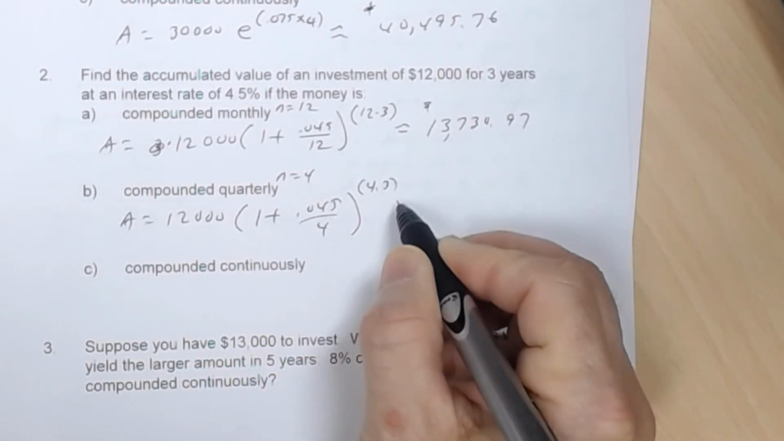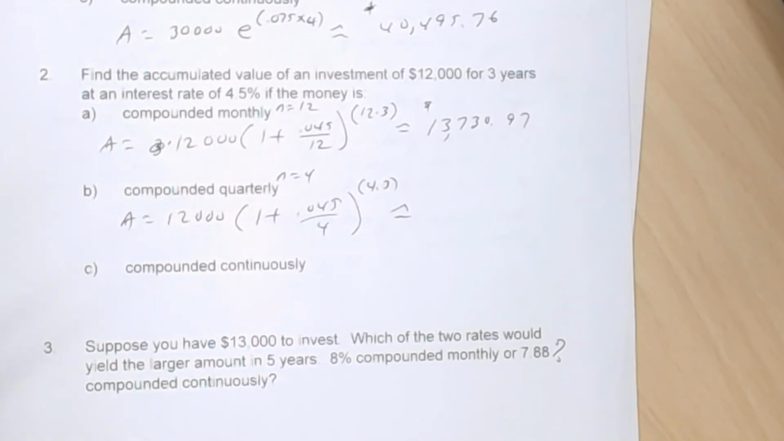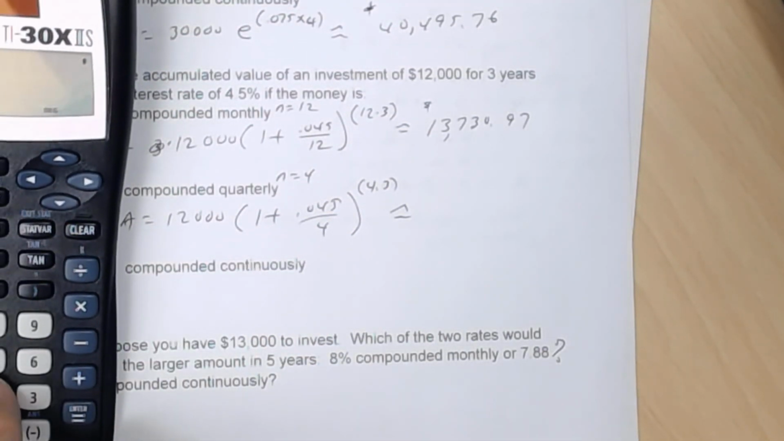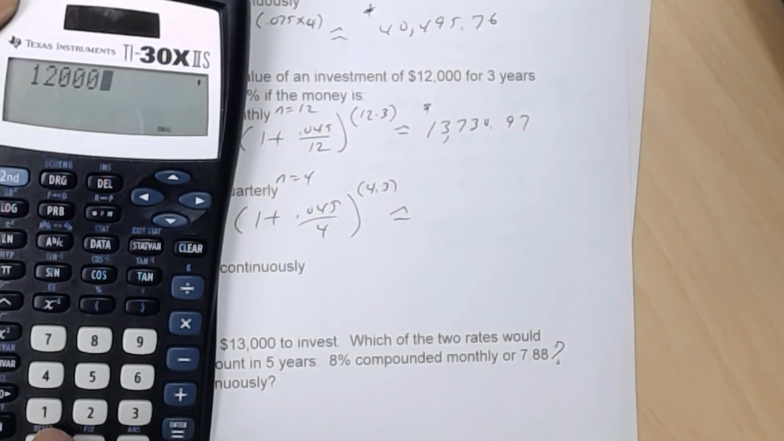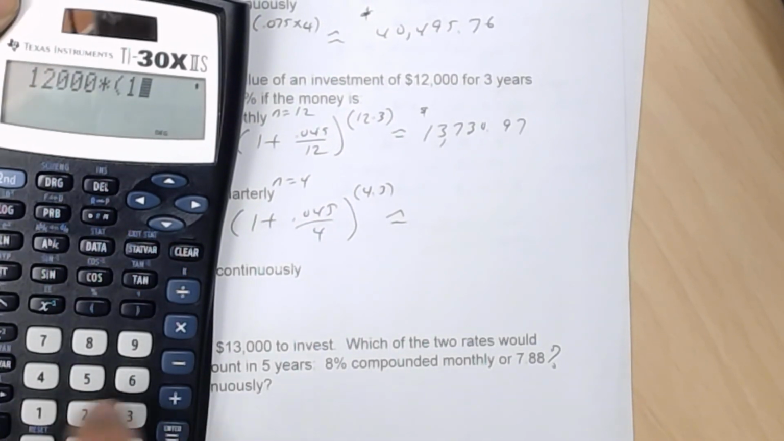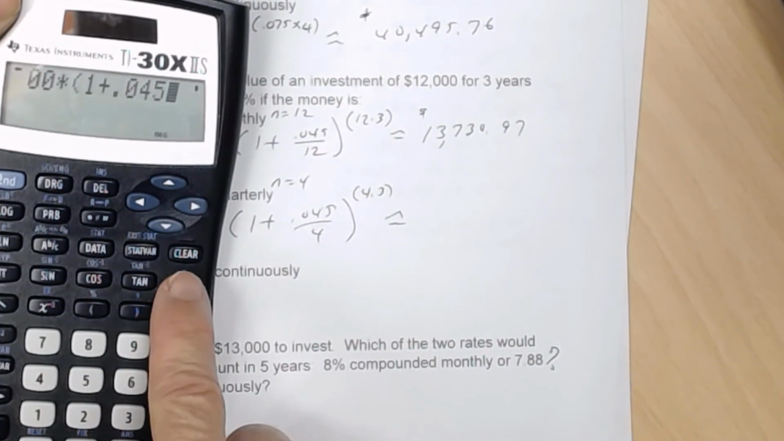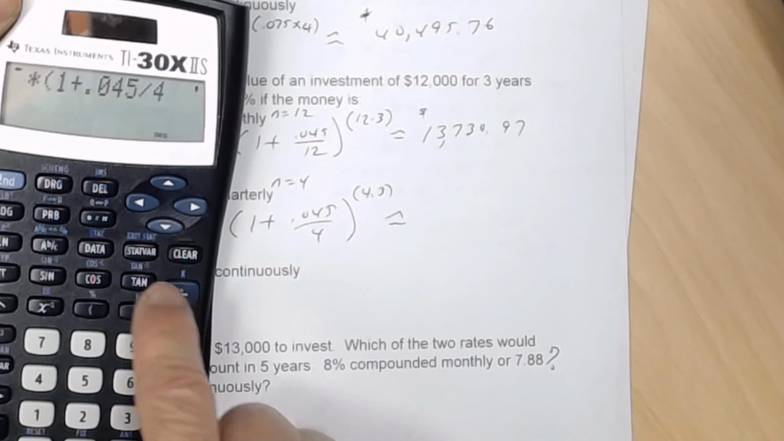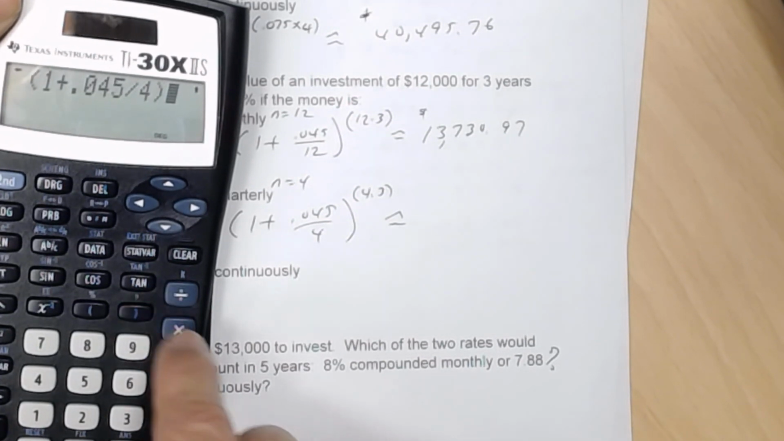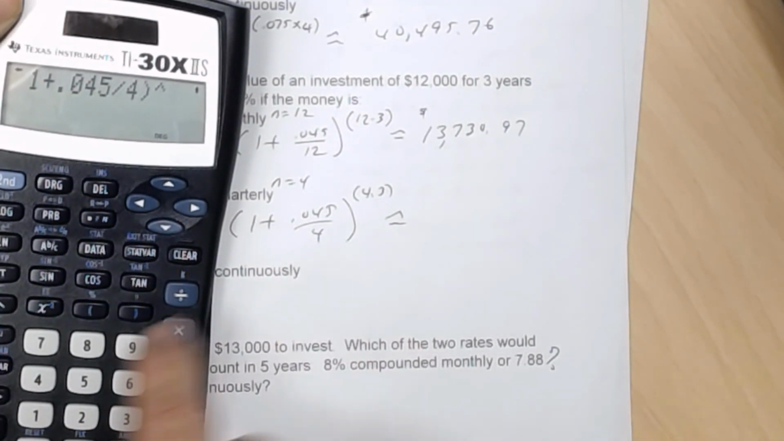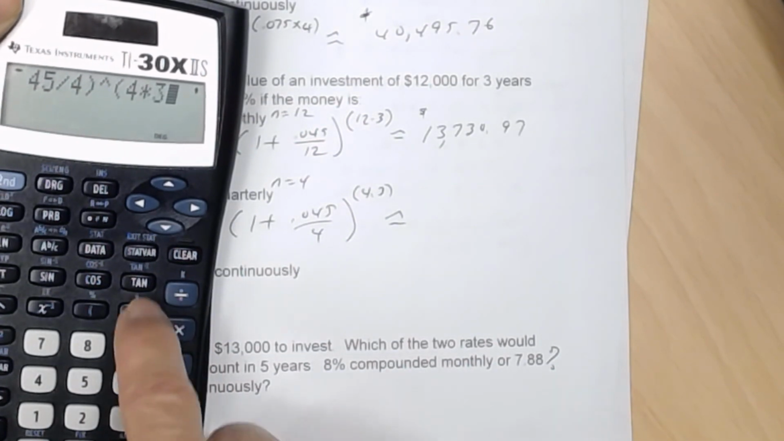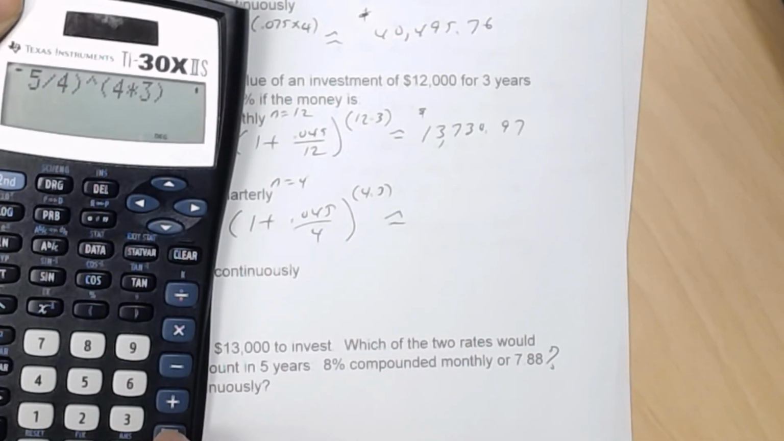Raise the 4 times 3, and then let's approximate. So 12,000 times parentheses 1 plus 0.045 divided by 4. Close the parentheses. Raised to the 4 times 3. Close the parentheses. Press equal.